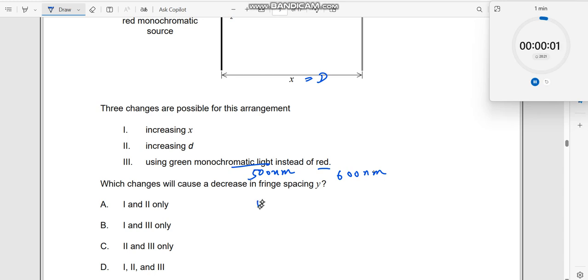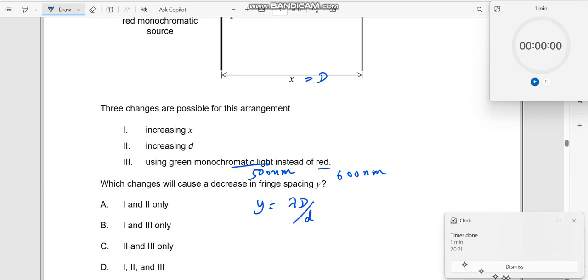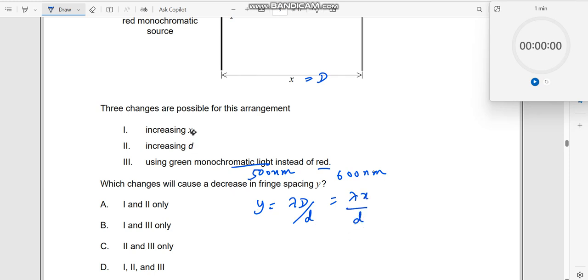So, fringe spacing is given by y is equal to lambda into capital D by small d. Now, what does it say? Well, let me write this capital D as x over here: lambda into capital X divided by small d. Increasing x, what will happen? Y will increase. So, definitely this is not the right one, because I want a decrease in fringe spacing.